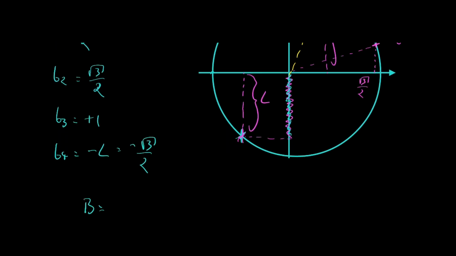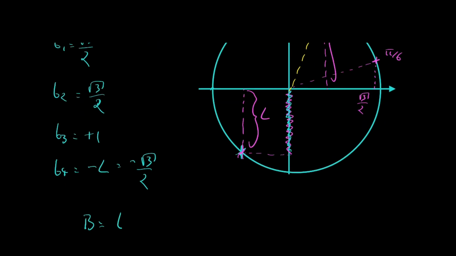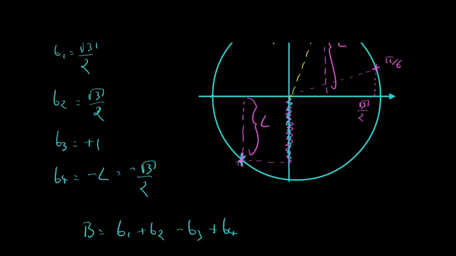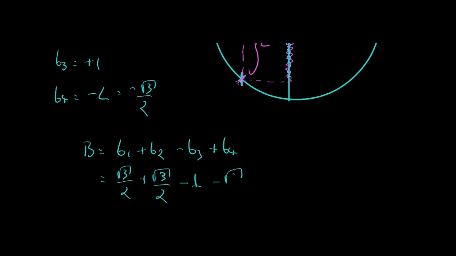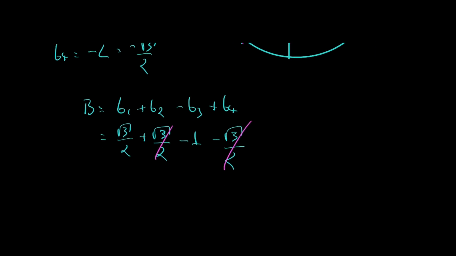And capital B is equal to B1 plus B2 minus B3 plus B4. And let's add everything. This is equal to square root of 3 over 2 plus square root of 3 over 2 minus 1 minus square root of 3 over 2. So this one can be simplified with this one, and we are left with square root of 3 minus 2, everything over 2. So you need to do some simplifications, of course, when you give your result.